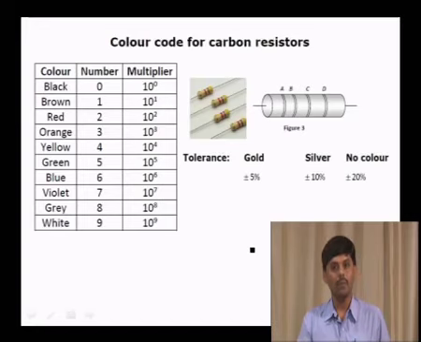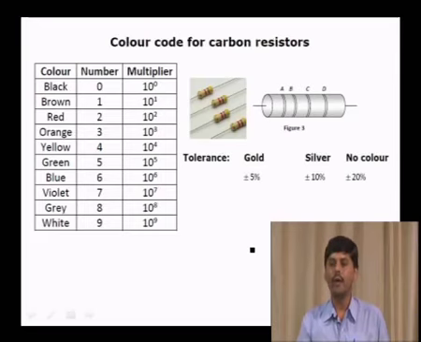Black 0, brown 1, red 2, orange 3, yellow 4, green 5, blue 6, violet 7, grey 8 and white 9, followed by the multiplier, which is the power of 10. On the left side of this diagram is the type of resistor, with four bands A, B, C, D. The first band indicates the first significant digit, the second band indicates the second significant digit, the third band indicates the power of 10, and the fourth band indicates the tolerance.